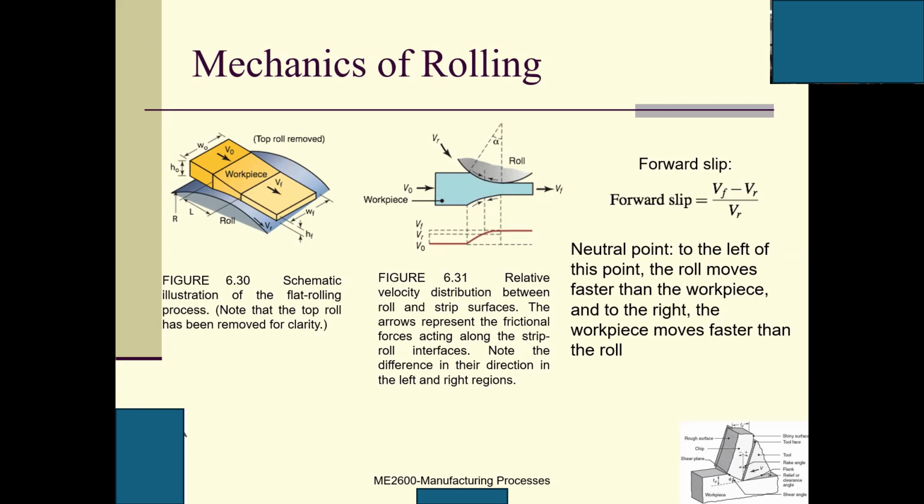Right, so for the forward slip, we take the final speed minus VR, divided by VR. So this is the forward slip. Sometimes there is a slip. To the left of this point, the roll moves faster than the workpiece, and to the right, the workpiece moves faster than the roll. So this depends on where the point is.